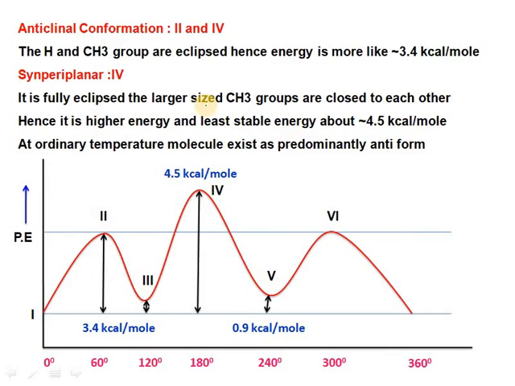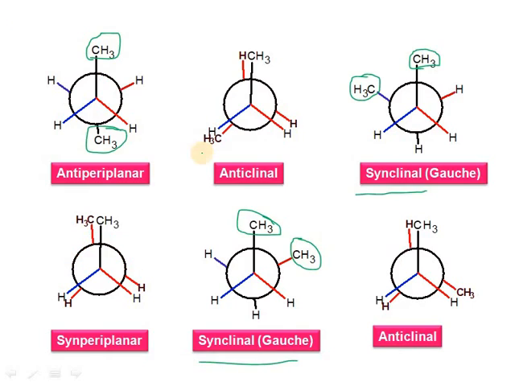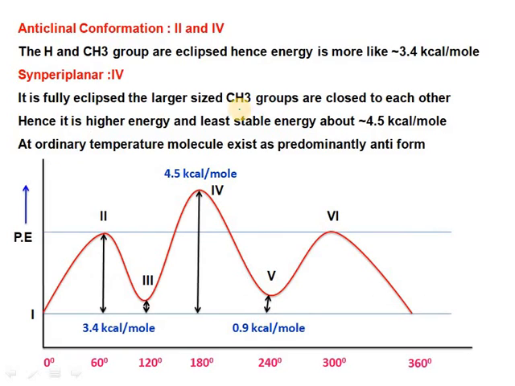Right. Now we have seen the anticlinal conformations, structure second and structure fourth. They are eclipsed, and therefore they have high energy, about 3.4 kilocalories per mole.